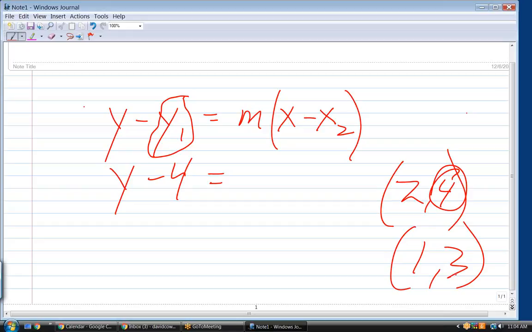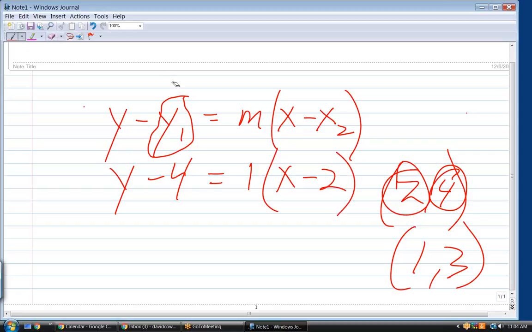Notice the difference in the y's is 1. The difference in the x's is 1. So 1 over 1. So I have a slope of 1, and then my x is 2. Okay.